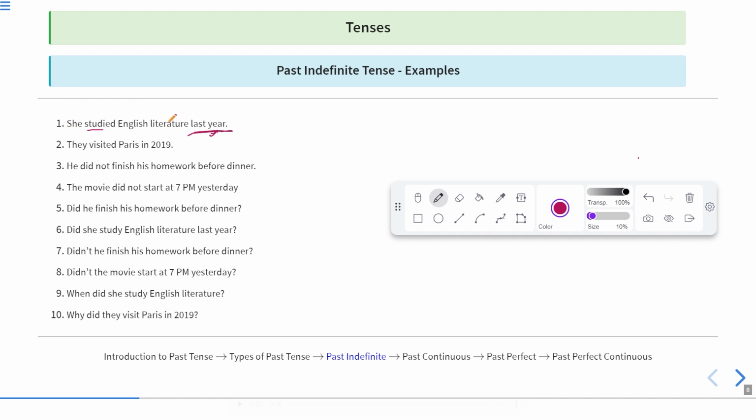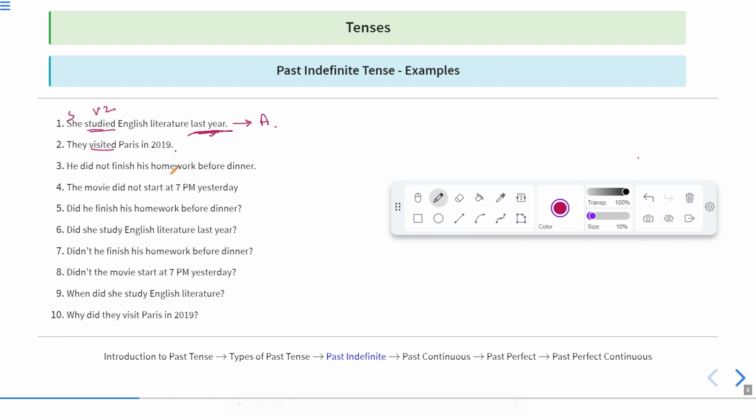Now, she studied English last year. So last year shows the time of past. Therefore, we have written studied. Now, studied is the verb second form. She is the subject of the sentence. And this is an affirmative sentence, A for affirmative. They visited Paris in 2019. Again, visited is the second form, they is the subject, and 2019 shows the time of past.